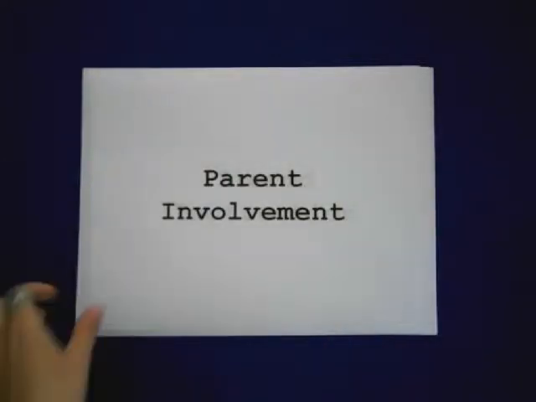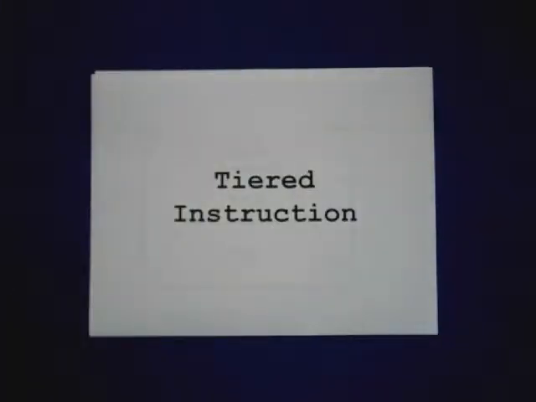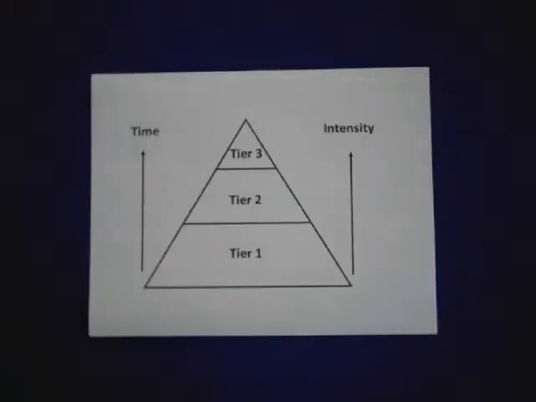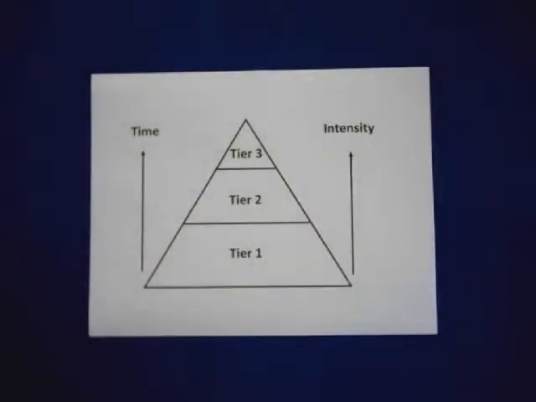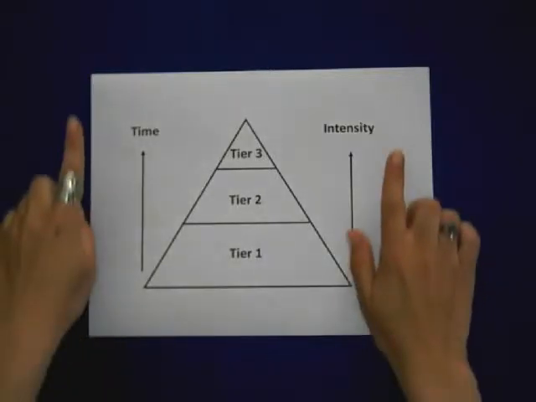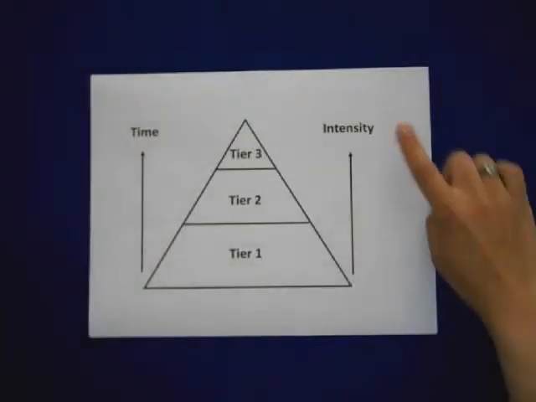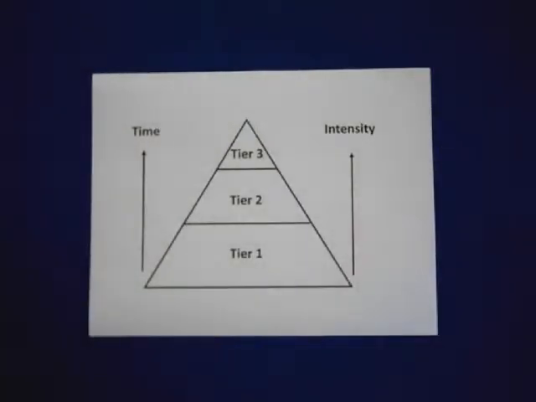Although there is no standard model of the response to intervention process, most schools use a three-tiered approach to implement interventions. This pyramid image is commonly used to explain the three-tiered approach. The pyramid is broken into three sections, in which each section represents a specific level of intervention. As students move up the pyramid, both the amount of time spent with the content and the intensity of the instruction increases.